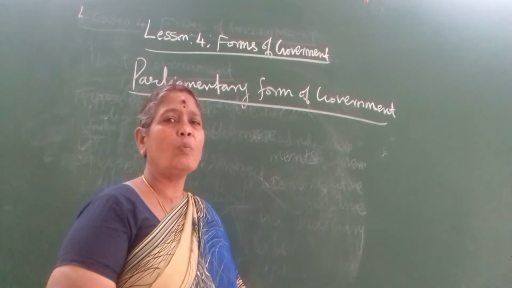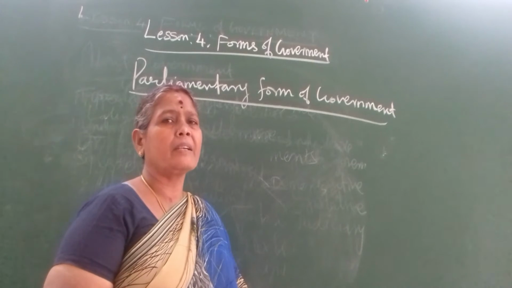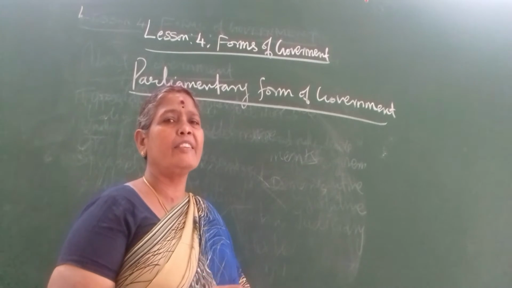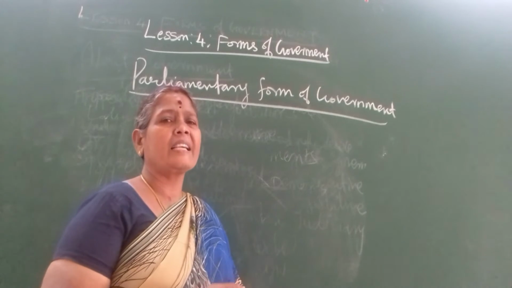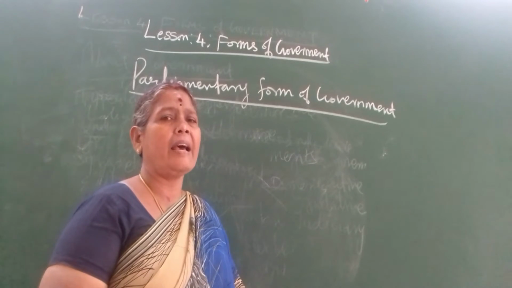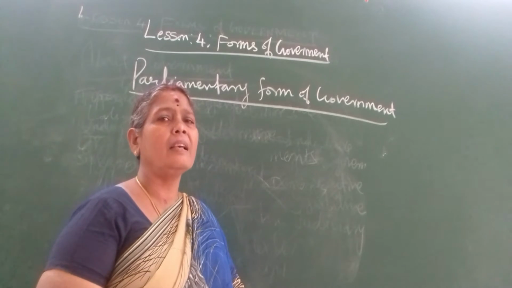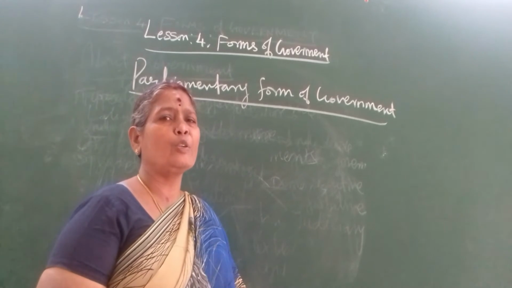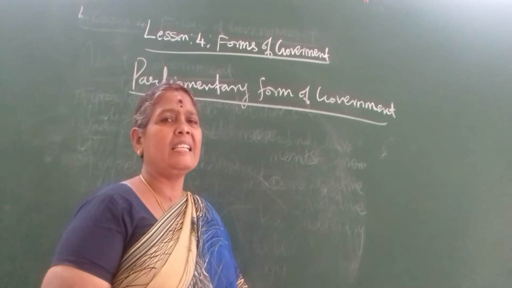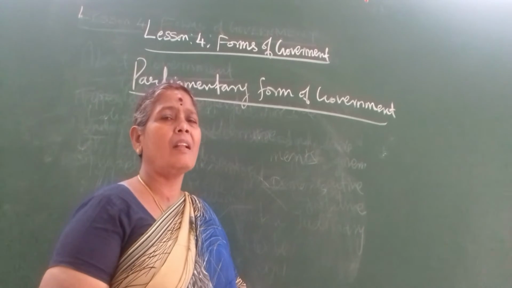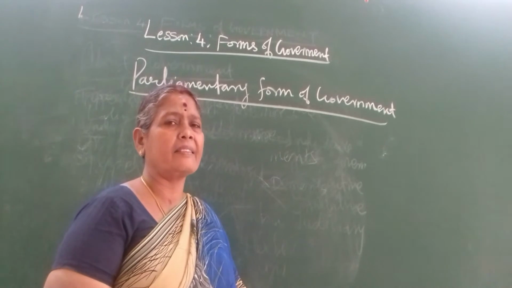Now, the definition. What is the parliamentary form of government? It is a government in which the executive is responsible to the legislature and its policies and acts. That means it is an executive body which is responsible to the legislature. Legislature means the law making body.